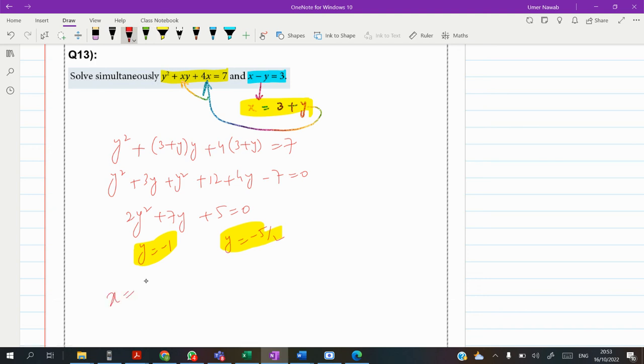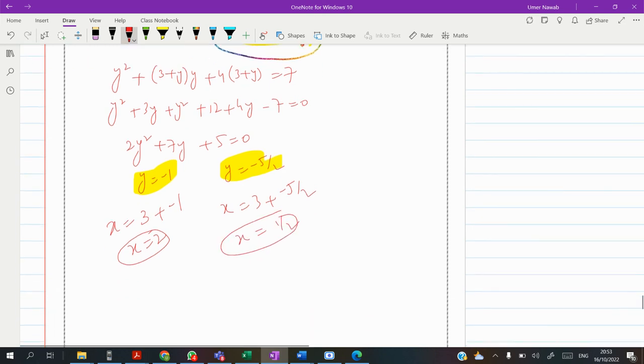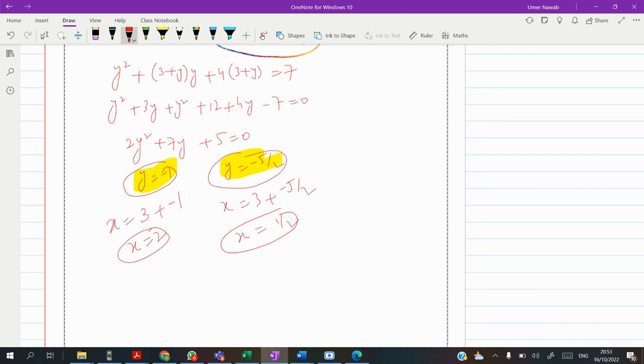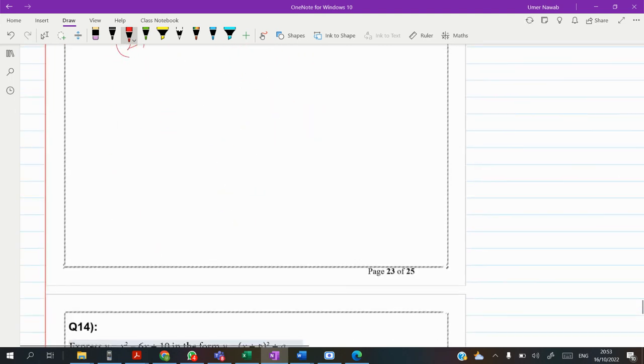So x is equal to 3 plus minus 1, so x is equal to 2. x is equal to 3 plus minus 5 over 2, so it gives you x is equal to 1 over 2. Let me write the points. The first point has x coordinate 2 and the corresponding y coordinate is minus 1. The x coordinate is half and the y coordinate is minus 5 over 2.